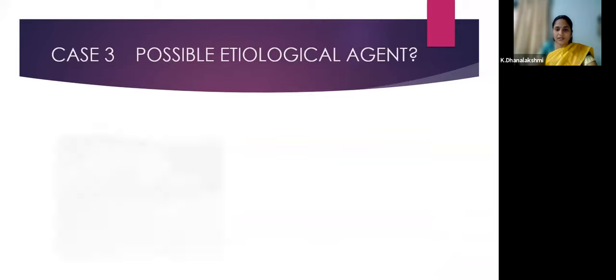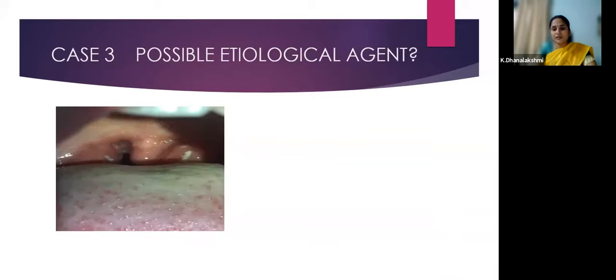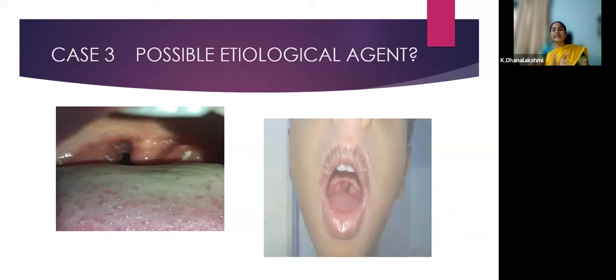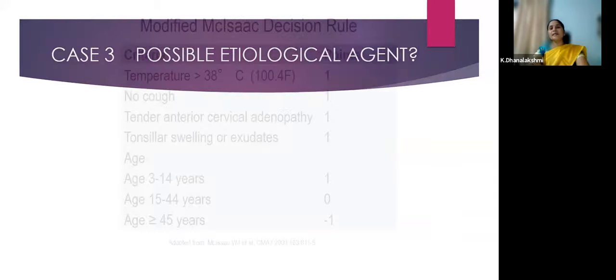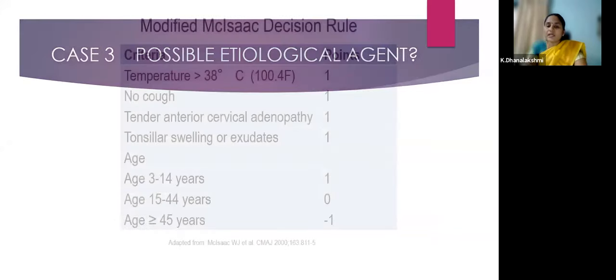So this is one picture and this is one picture. Clinically it is very difficult to differentiate viral and bacterial. For that, we usually apply the modified McIsaac score. So what is the McIsaac score?